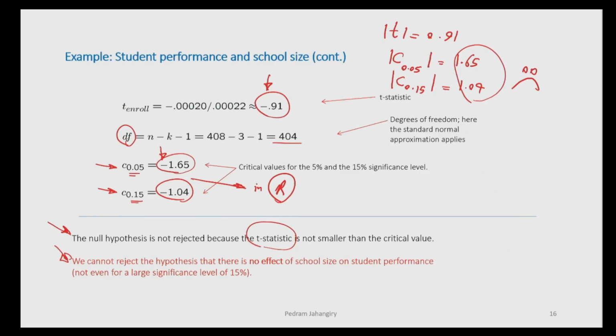So we fail to reject at what percent? At both 5% and 15%. Okay. What about 1%? If you fail to reject it at 5%, what does it imply? It also implies that you fail to reject it at 1% because, if anything, 1% is more conservative, right? Okay. So I think that's pretty much it about the one-tail test.